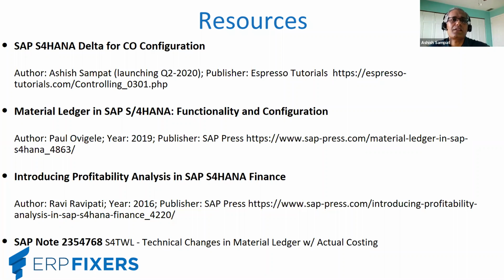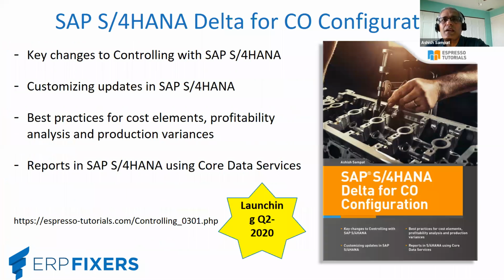And the last one is an SAP note, which speaks about the technical changes in the material ledger with actual cost. The next one is a picture of our book that is being launched in the next few weeks. These are the main features, key changes, customizing updates. So what we looked through today is also available in this book, plus there are some other features that are highlighted. There's also an overview section on core data services.